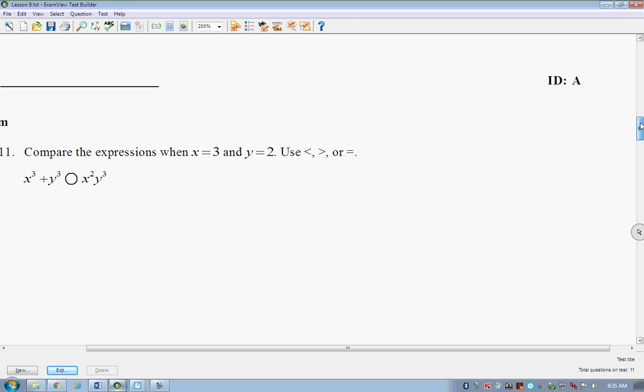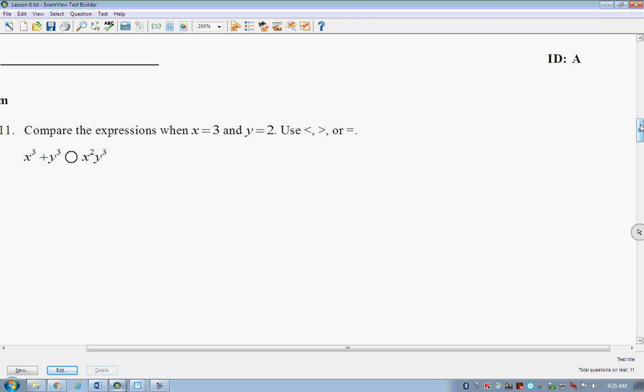What about this one down here where it's talking about comparing expressions? You're looking for less than, greater than, equal to. Any issues there? You want to see that worked out?